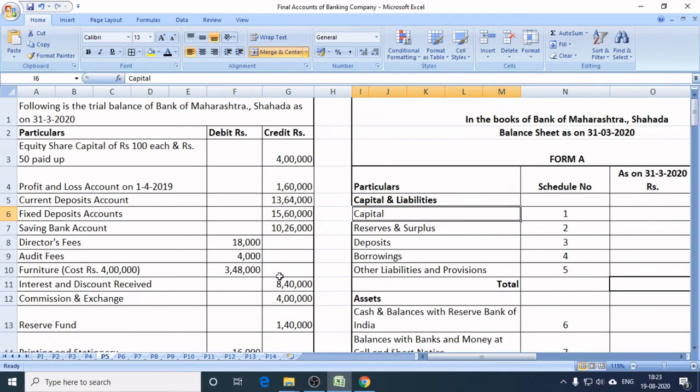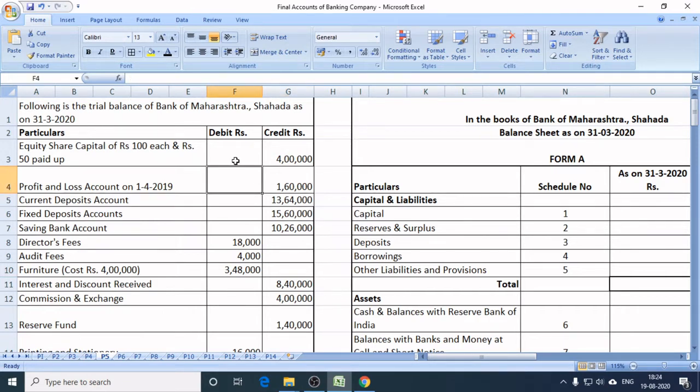Before that, let me tell you one more time that if any ledger has a debit balance in the trial balance, then such a ledger would be either an asset or an expense. If any ledger has a credit balance, then such a ledger would be either income or liability. Now, as per the nature of the ledger, we have to select the appropriate schedule. It will go either in Form A, that is the balance sheet, or in the profit loss account, that is Form B.